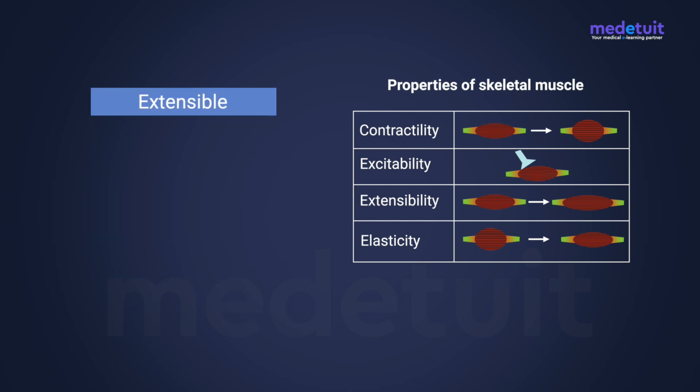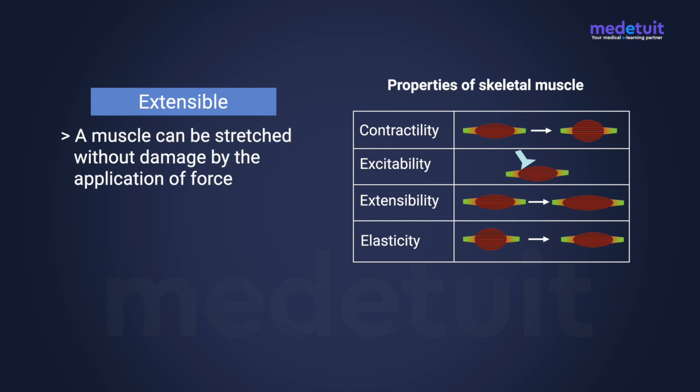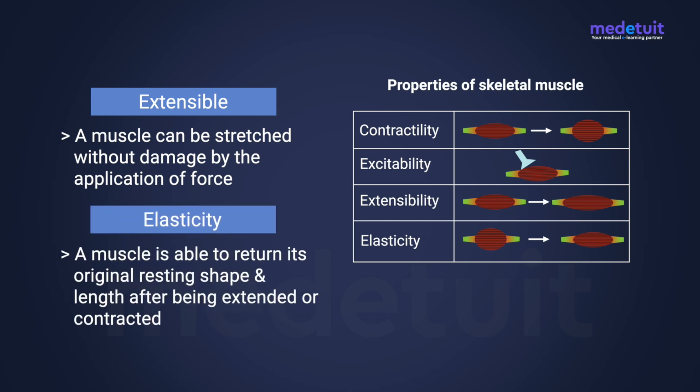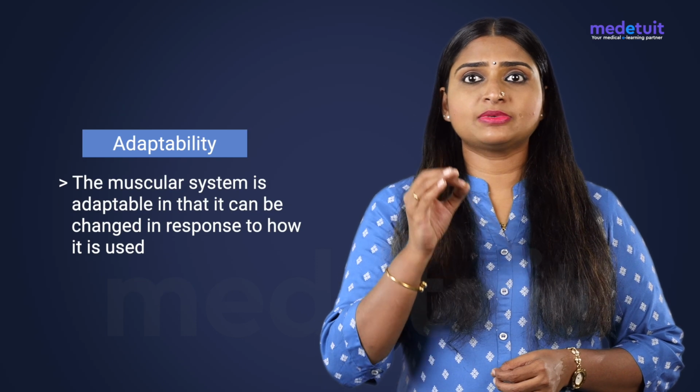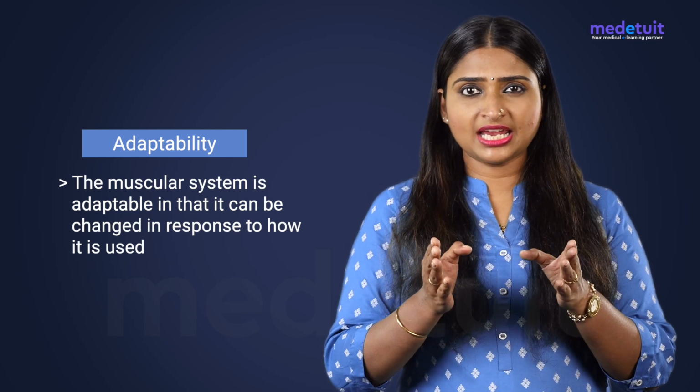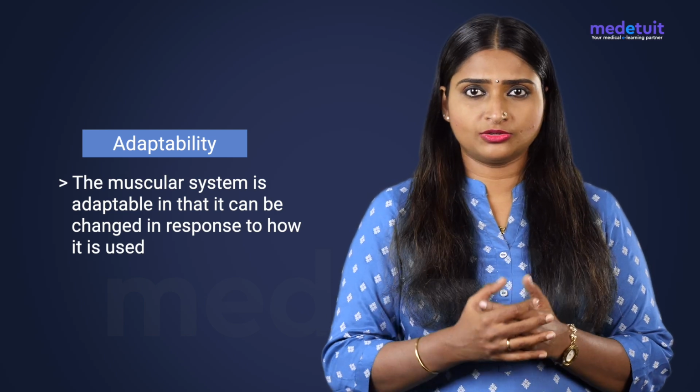Number 3 is extensible. A muscle can be stretched without damage by the application of force. Number 4 is elasticity. A muscle is able to return to its original resting shape and length after being extended or contracted. 5 is adaptability. The muscular system is adaptable in that it can be changed in response to how it is used.